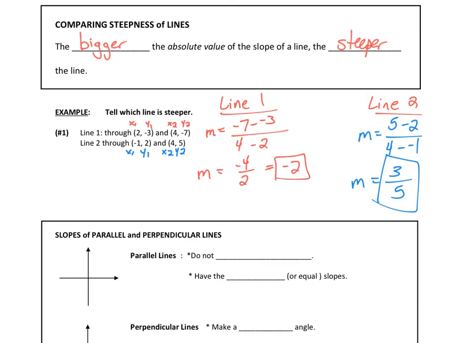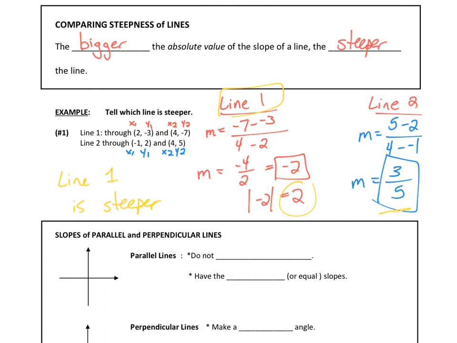So which one is steeper? Well, the absolute value of -2 is 2. So what's a bigger number? 2 or 3/5? 2 is actually bigger than 3/5. So line 1 is steeper.